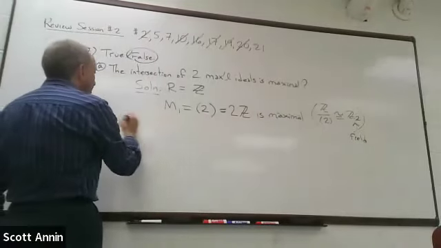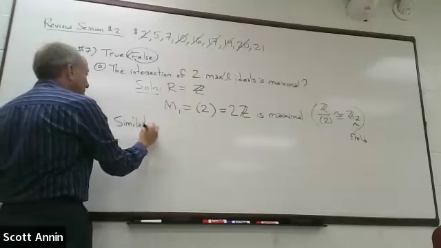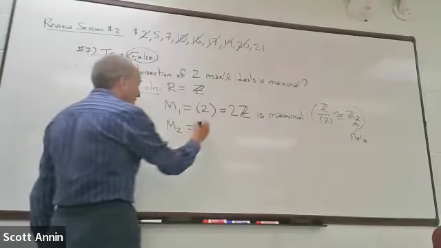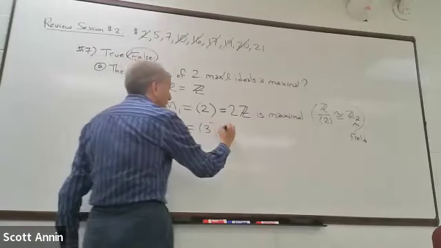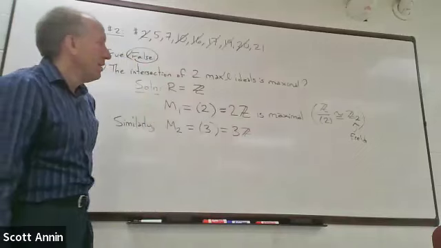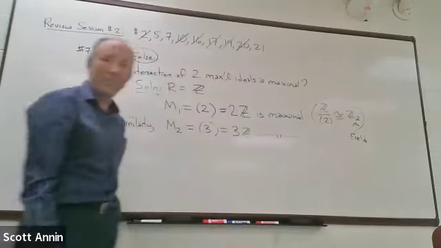And then I'm just going to say similarly, just have to pick another one, guys. It doesn't matter what you choose. We can pick the maximal ideal generated by 3, which would just be all of the multiples of 3. And this one is also maximal by the same exact reasoning.